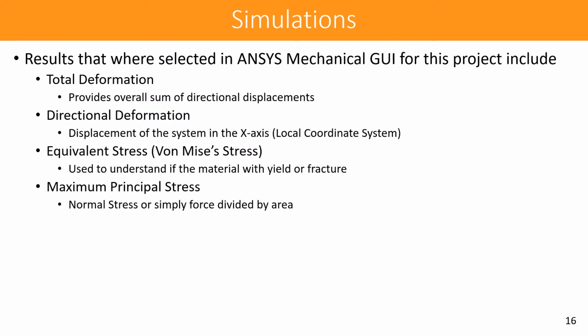So the simulations that were selected in ANSYS Mechanical GUI for this project include the total deformation, which provides the overall sum of directional displacements, and the directional deformation, which is displacement over a system in the x-axis, where I provided a local coordinate system for our geometry. I then do equivalent stresses, or the von Mises stress, and finally the maximum principal stress.